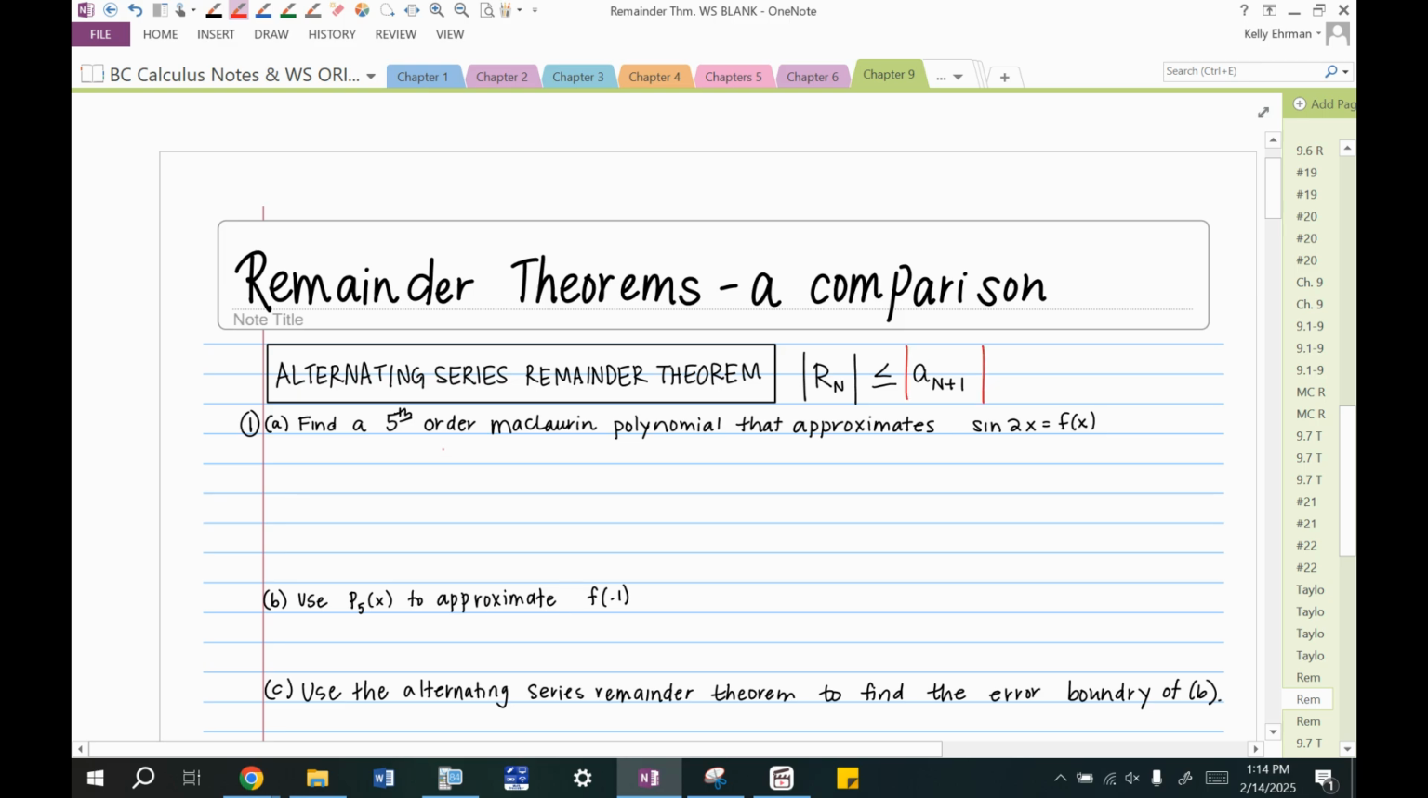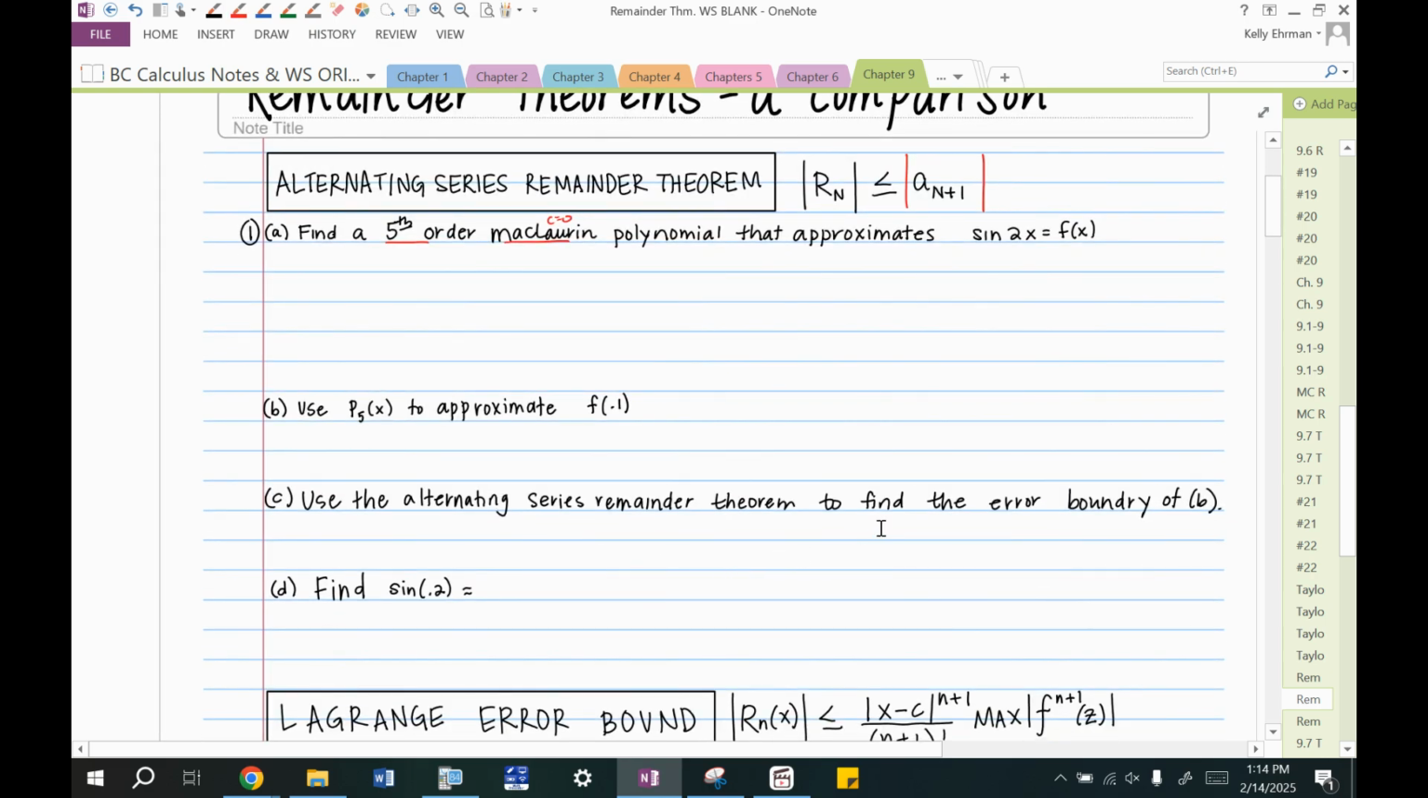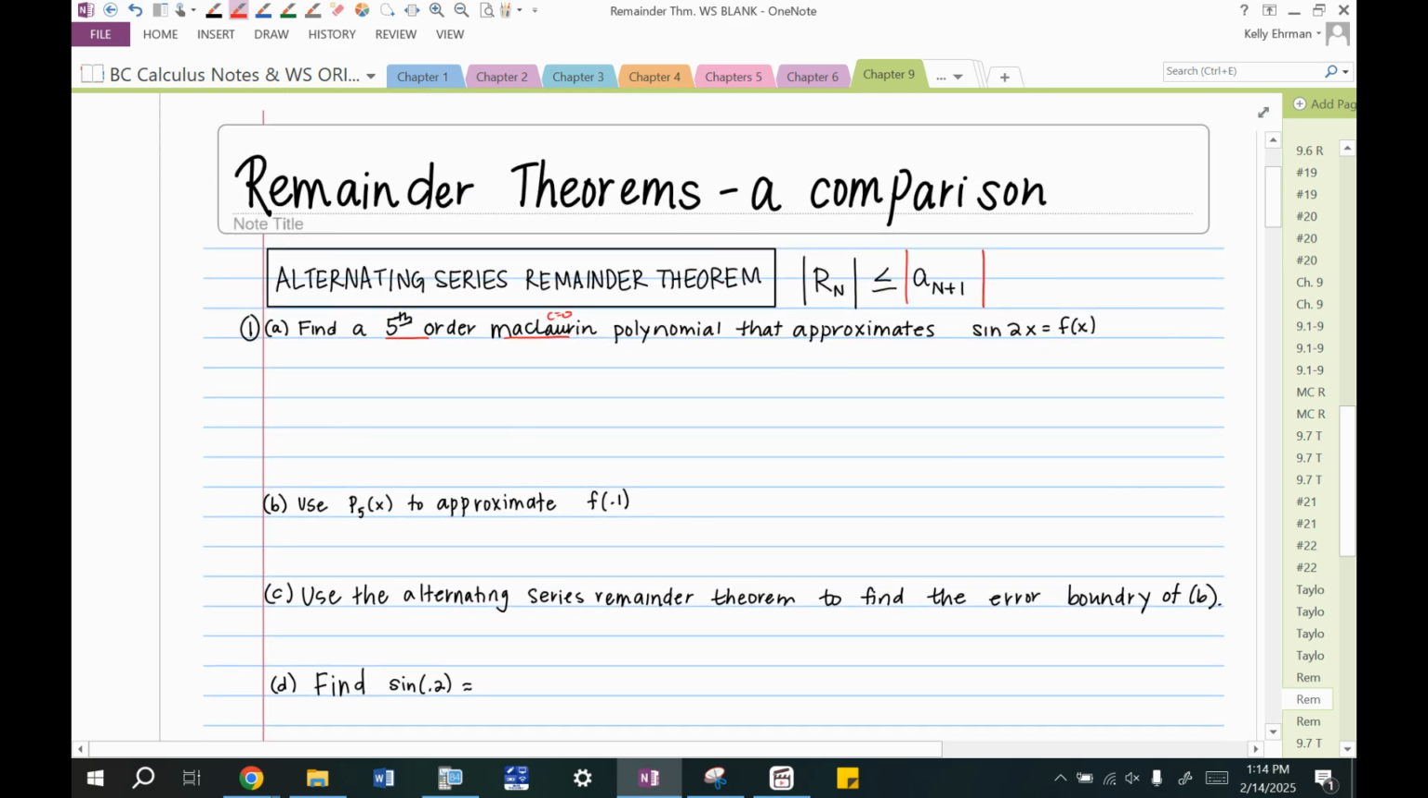All right, so this says find a fifth order Maclaurin polynomial, so c is 0, that approximates sine of 2x equals f of x. So we need to build this thing first, and eventually they will ask us about the remainder. So just find the fifth order polynomial. All right, so I always start with f of x, defining that. It's sine of 2x, and then we need to evaluate that at 0. Sine of 0 is 0.